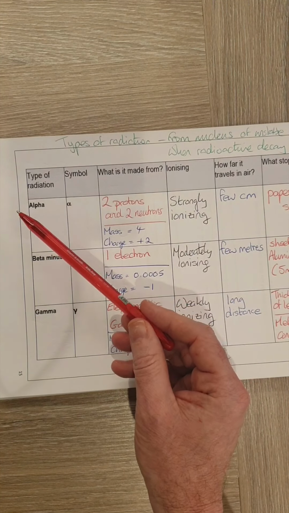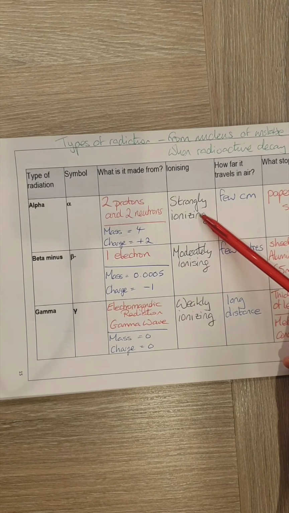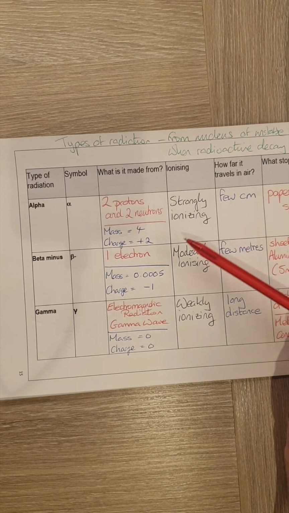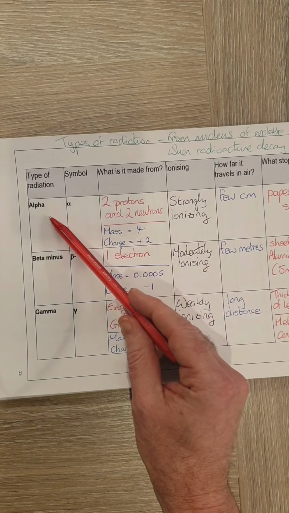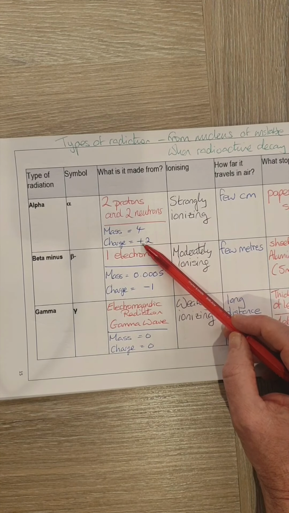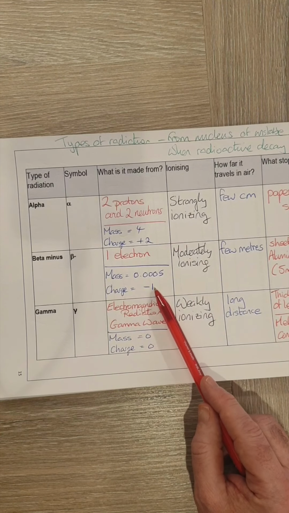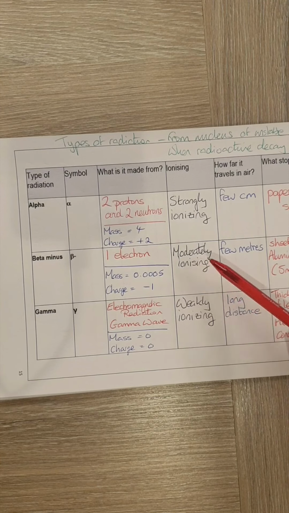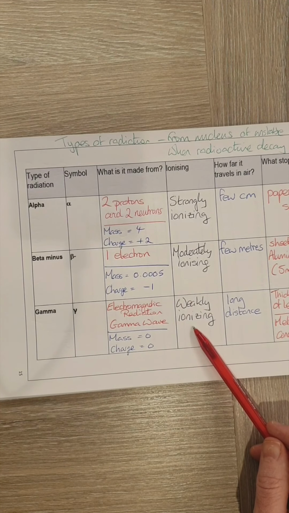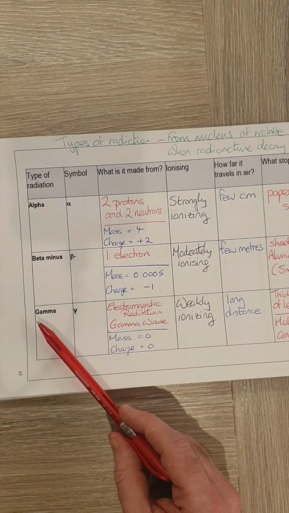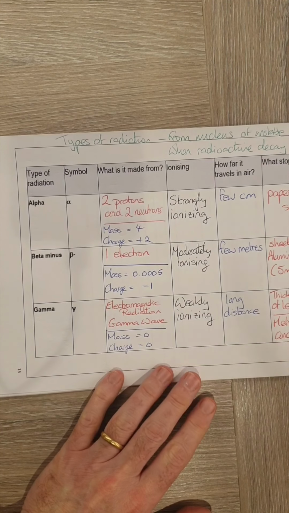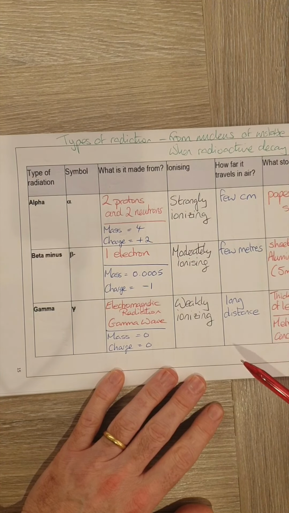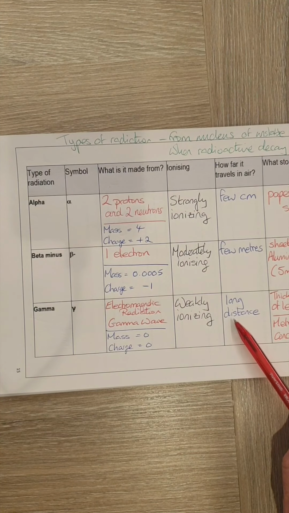So alpha is strongly ionizing. It will remove electrons from atoms. The beta is moderately ionizing, so it also will remove electrons from atoms. The reason for that is the alpha has a plus charge, so it attracts electrons away from atoms. The beta has a minus charge, so it repels electrons off atoms. But the gamma radiation will only ionize atoms if there's a direct hit between the gamma wave and the atom in the material. So it is weakly ionizing. However, the alpha can only travel a few centimeters, whereas the gamma can travel long distances.